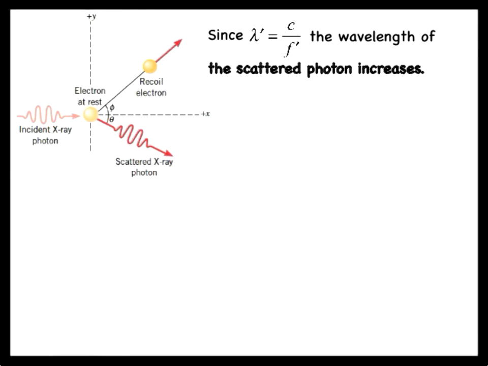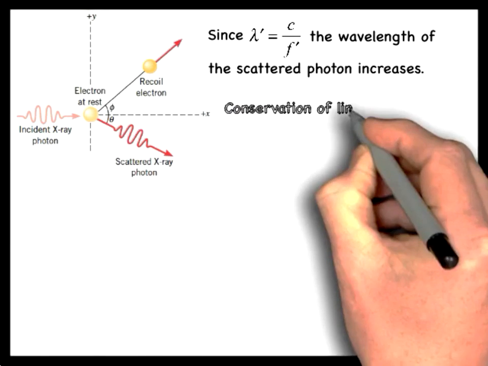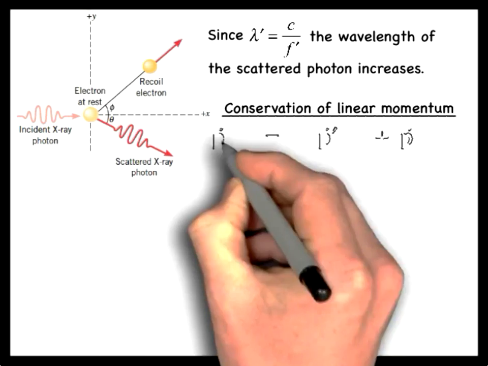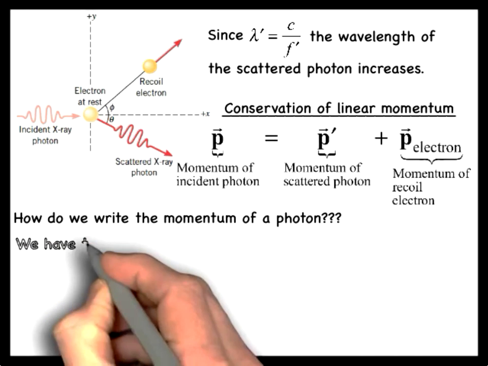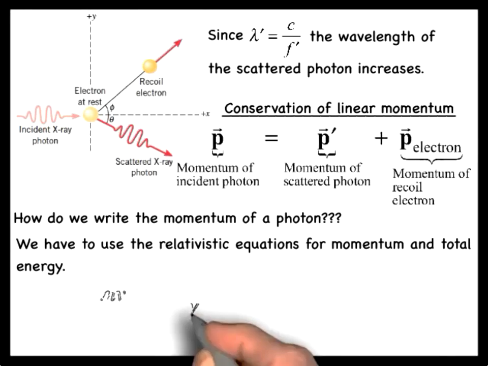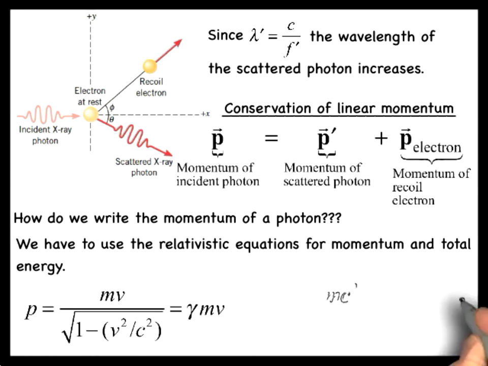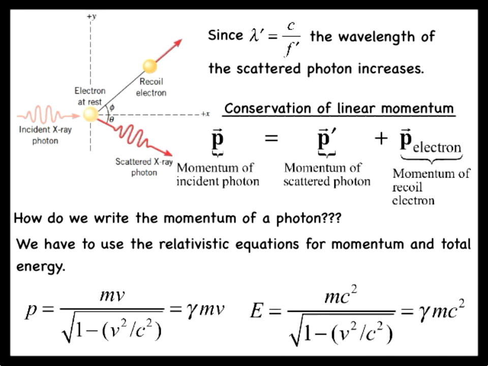From the perspective of conservation of linear momentum, we must have the momentum of the incident photon being equal to the momentum of the scattered photon plus the momentum of the recoiling electron. Recall that this is a vector equation, and it requires conservation of linear momentum in both the x and y directions. So how do we write the momentum of a photon? For a regular particle, the momentum is equal to mass times velocity, but a photon is massless and moves at the speed of light. To handle it correctly, we have to use the relativistic equations for the momentum and total energy for any particle that we derived back in Chapter 28.